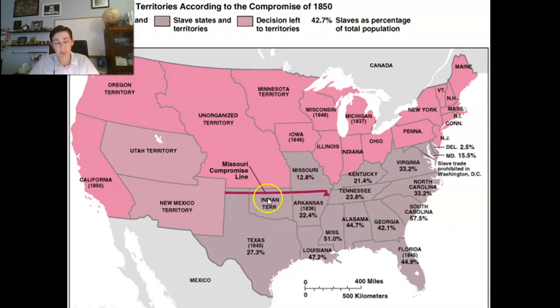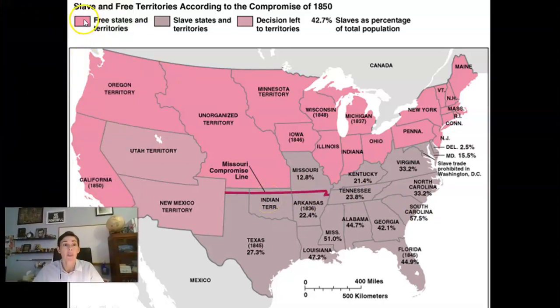So here's the original Missouri Compromise line. And now we have some problems here. The deep pink is free states and territories. Slave states and territories are the lighter purple. And then the in-between one, which is here, was left up to territories to decide. So this is going to cause a huge problem because you're now massively upsetting the balance, and the southern states are feeling as though slavery is going to get attacked. They're not wrong, but it should be attacked. But I digress.